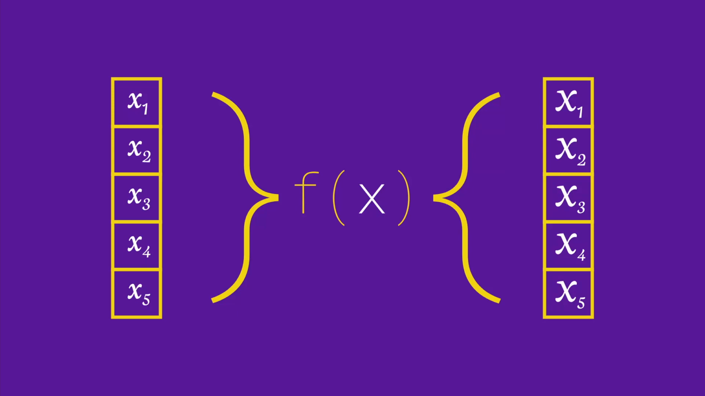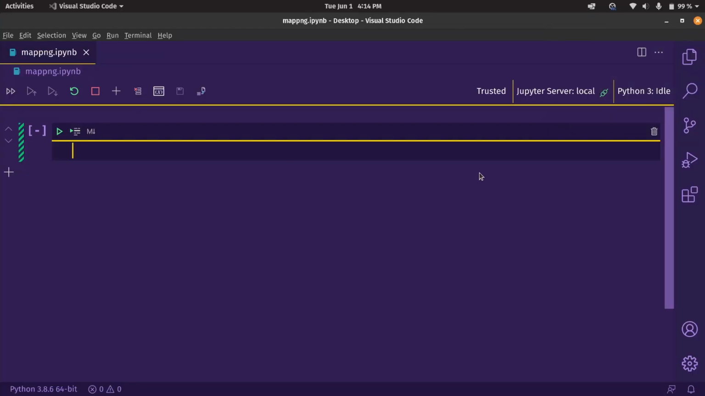So imagine you have an iterable, a list or a tuple for example, and you want to apply a function to each element of the list and get a new list in return. This is called mapping. Let's start with a basic example.